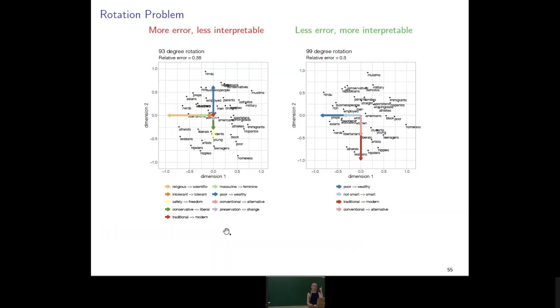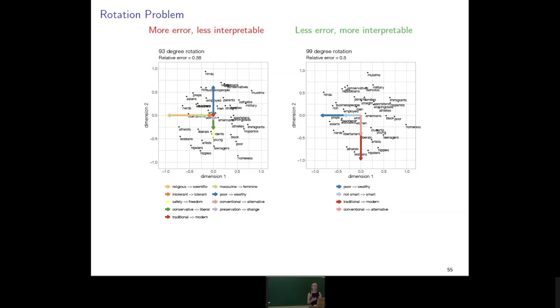So you have to keep in your mind 9 variables all at once to understand this. Also, the relative error is 0.38. And then if we rotate that just by 6 degrees, so we're really just moving a tiny little bit, we find a model that has less relative error, so it's predicting better than the other one. And it only requires 4 variables to explain the dimensions. So this second rotation is much better for us.